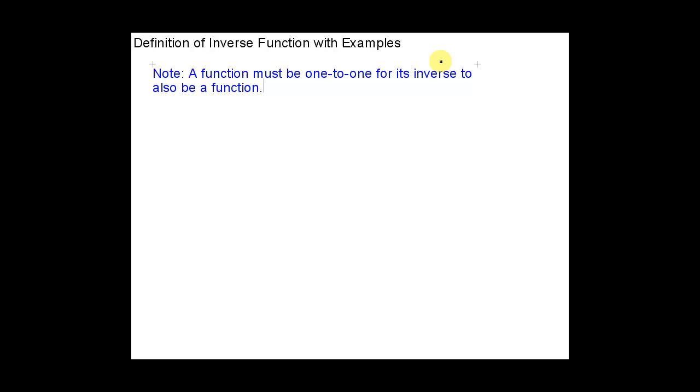So we want to consider what an inverse function is, and every function has an inverse, but for that inverse to also be a function, the original function must be one-to-one or injective. Okay, so let's look at an example of what inverse is.